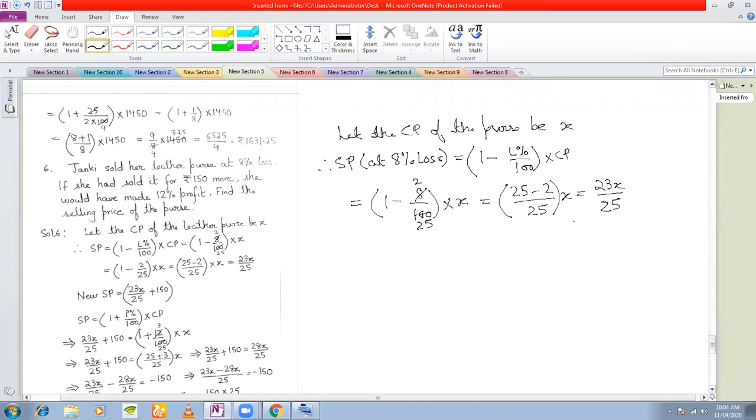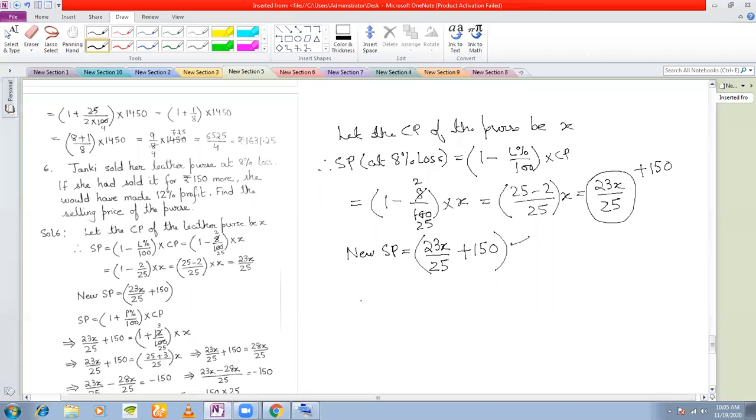So she's selling the purse at this price, 23x by 25, and she's incurring 8% loss. Now look at the second statement. If she had sold it for rupees 150 more than this price, what is the new selling price? It will be 23x by 25 plus 150. If she's selling at this, she's making a profit of 12%.